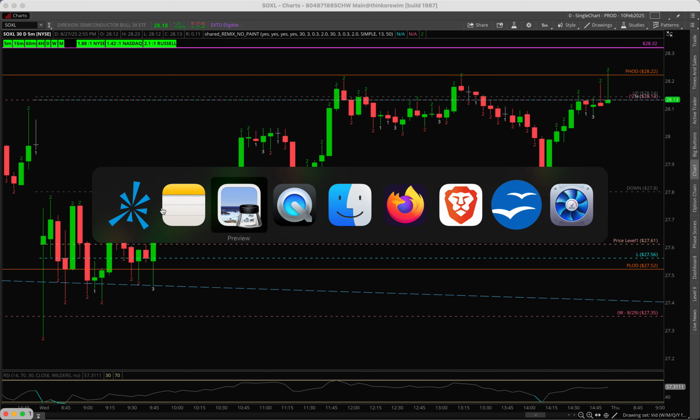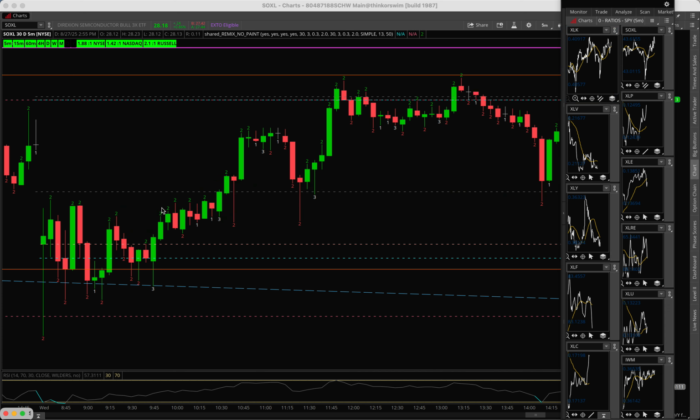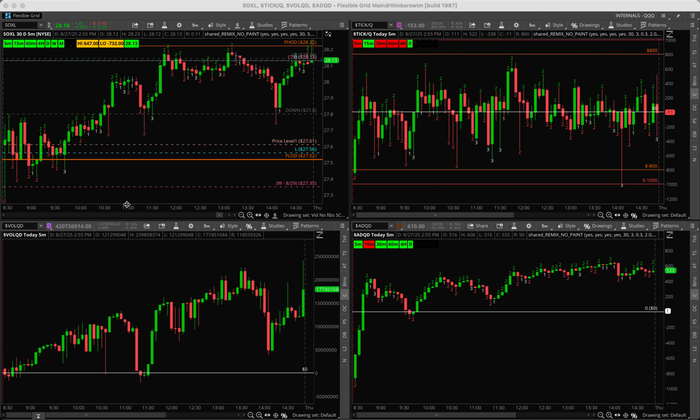But if we take a look at our QQQ internals, we could see, of course, this upper left-hand corner is SOXL's price action. The lower left is VOLQD, which is basically money in versus money out. The bottom right is ADQD, which is breadth for the QQQs. And then we have the tick over here, which just shows how many ticks going up versus ticks going down in QQQ.